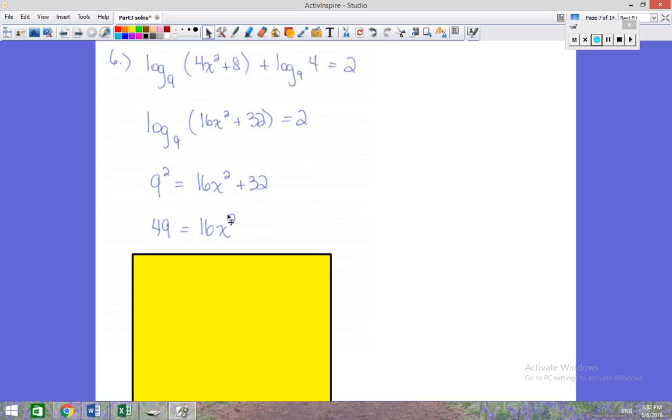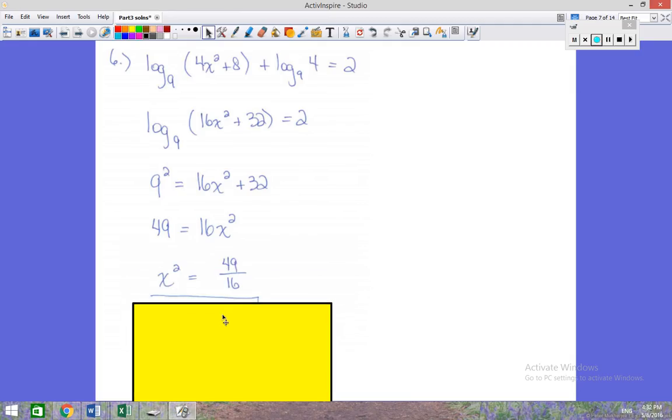Well, now to get the x squared by itself, we want to undo this multiplication, and the inverse of multiplication is division, so we divide both sides by 16. I've just written the variable on the other side now, over here on the left. 16 divided by 16 was a 1, so I just have 1x squared. And 49 divided by 16. Well, now to get rid of this exponent of 2, I'll take the square root of both sides.